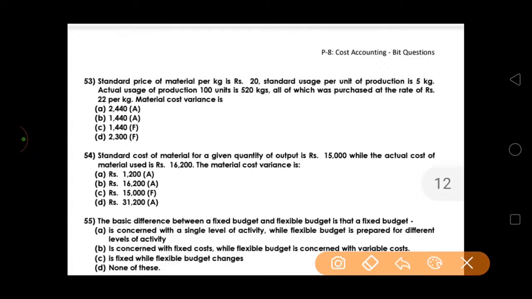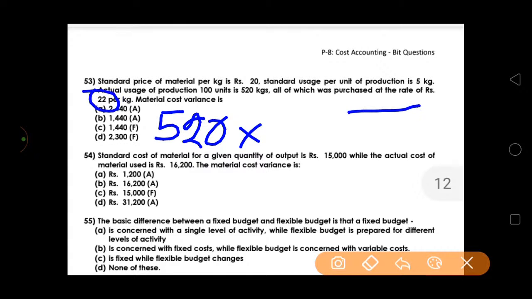So material cost variance: 520 kgs into the purchase rate of 22 gives 11,440. This is the actual purchases for 520 kgs.